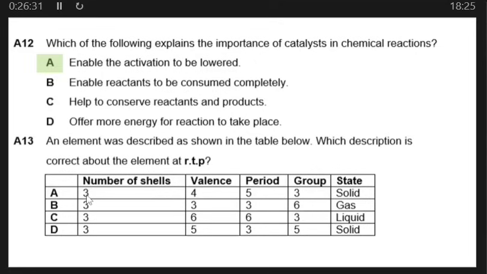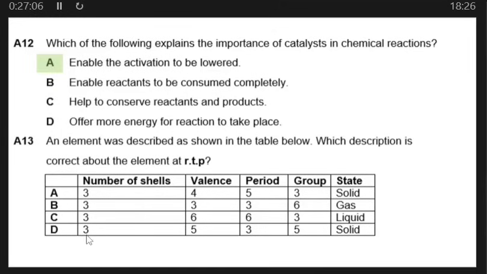Number of shells and period are always the same. Valence and group are also always the same. So here, number of shells and period are not matching, so we can't waste our time on it. Then here, number of shells 3, period 3, yes. Then valence 3, group, I mean 6 here, they are not matching.